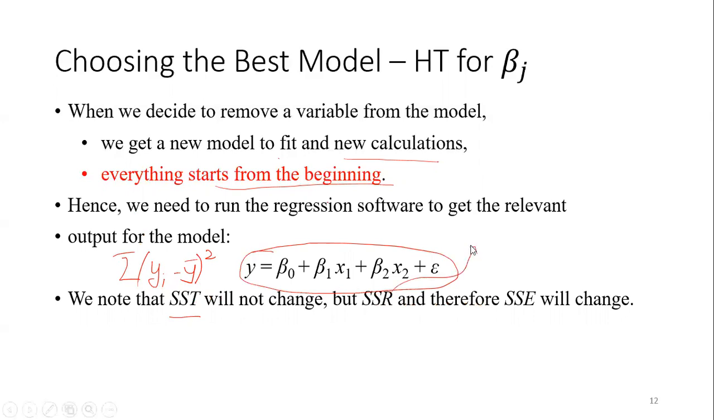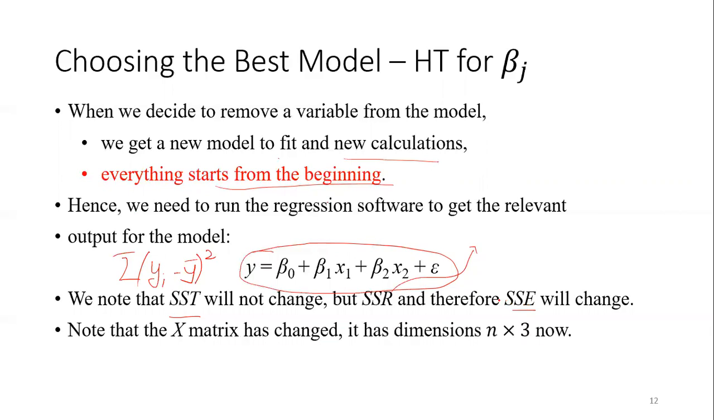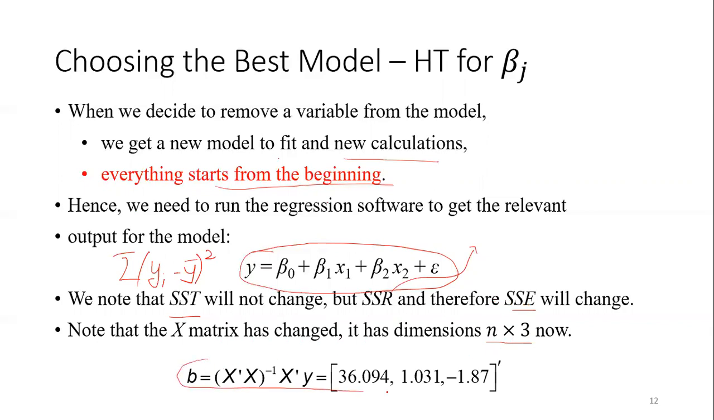Why does SSR change? Because SSR depends on the regression line. Since it depends on the regression line, it will change, hence SSE will change, and we will see which model is better than the other one. Now note that the X matrix has changed and it has dimensions of n times 3, not n times 4. And for the new one, you have X transpose X inverse, X transpose Y. It turns out that the new coefficients are given like this.